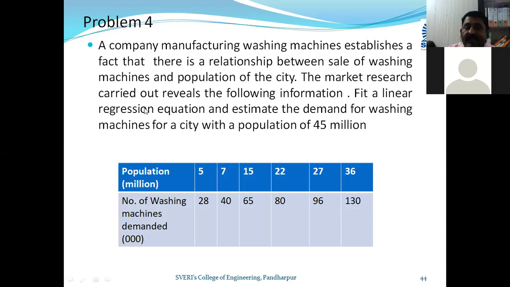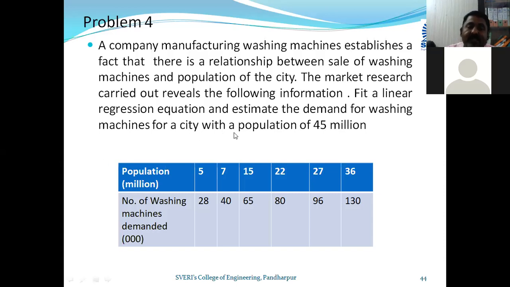What is required? Fit a linear regression equation, meaning y = a + bx. You have to calculate the value of a, you have to calculate the value of b, and you have to go for a straight line, putting the equation that y is equal to some value plus some value into x. This is the first task.